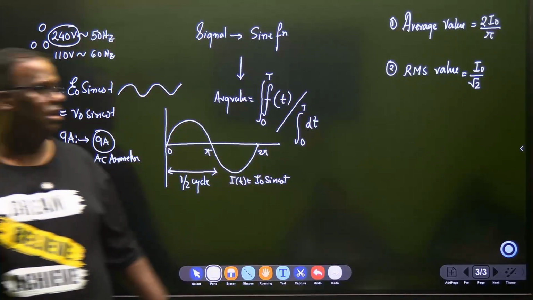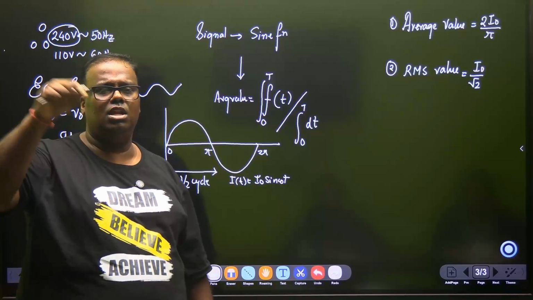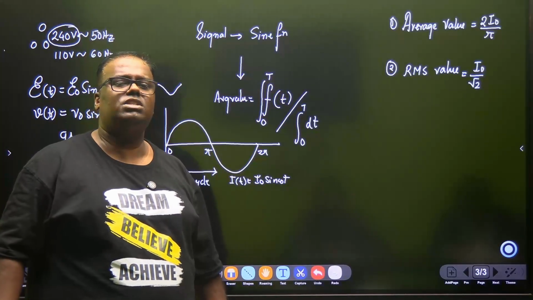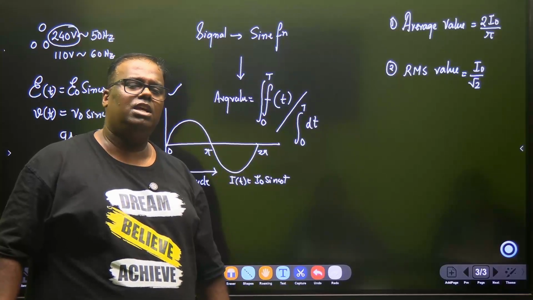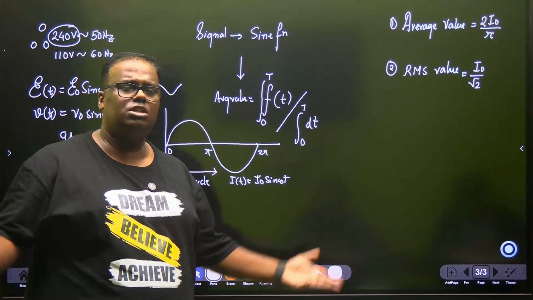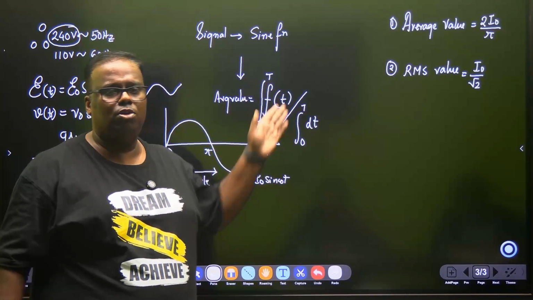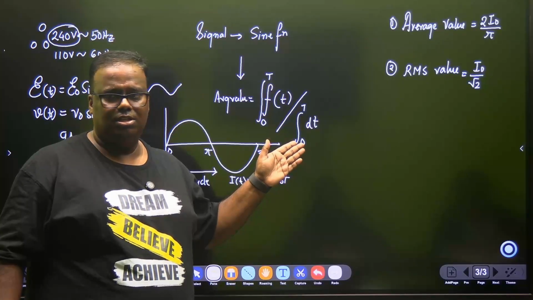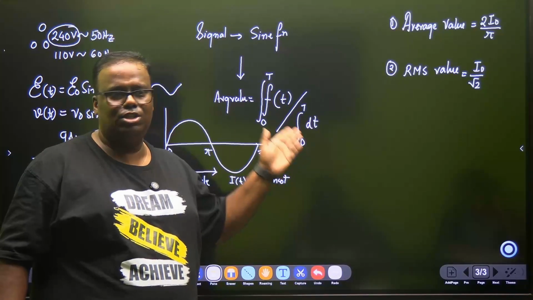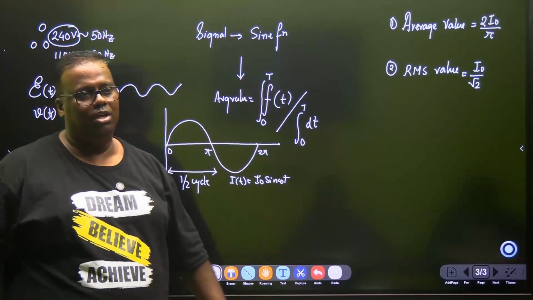Very easy. What does the integral of f of t mean? It means area under the curve. What is area in terms of motion? Displacement. Integral of v dt is what? Displacement. Displacement over time is what? Average velocity. This is average velocity. So this will give you the average. Any function's average is calculated by this formula.